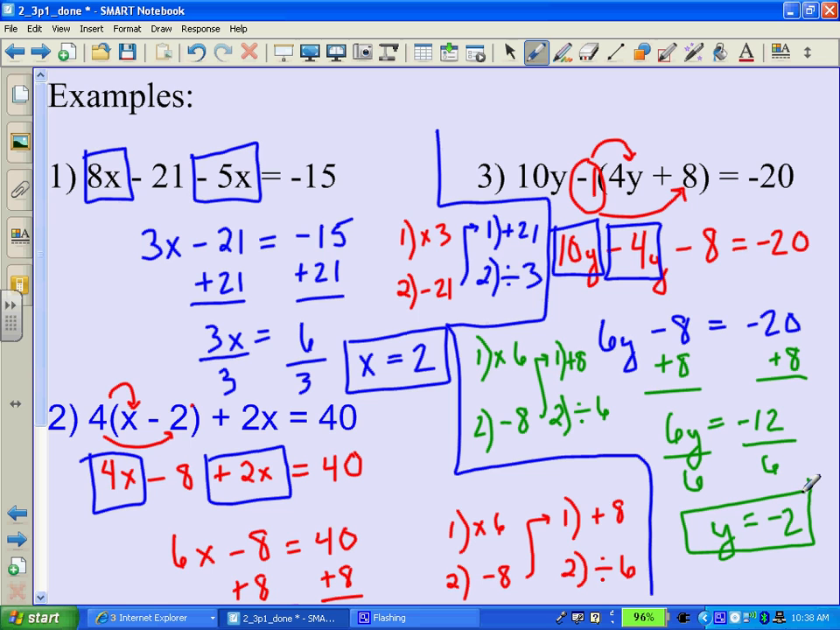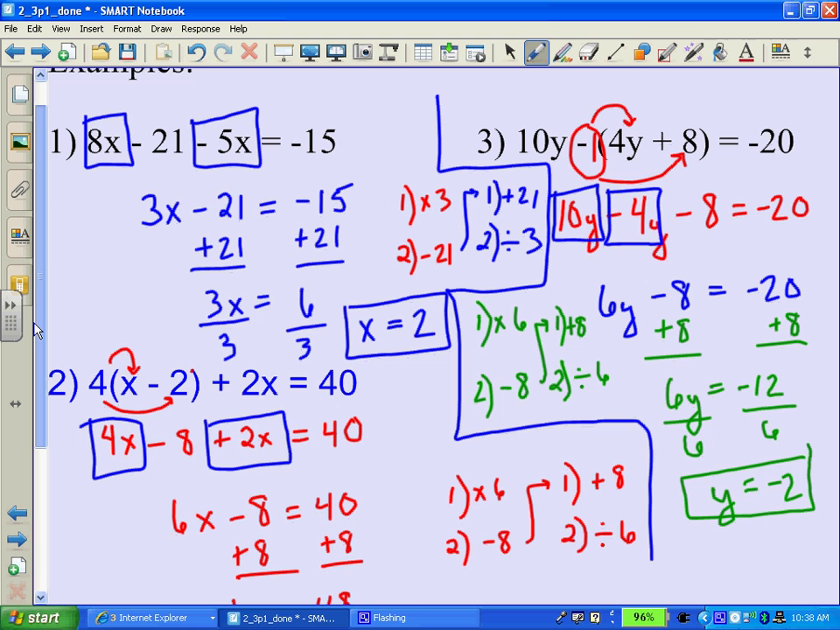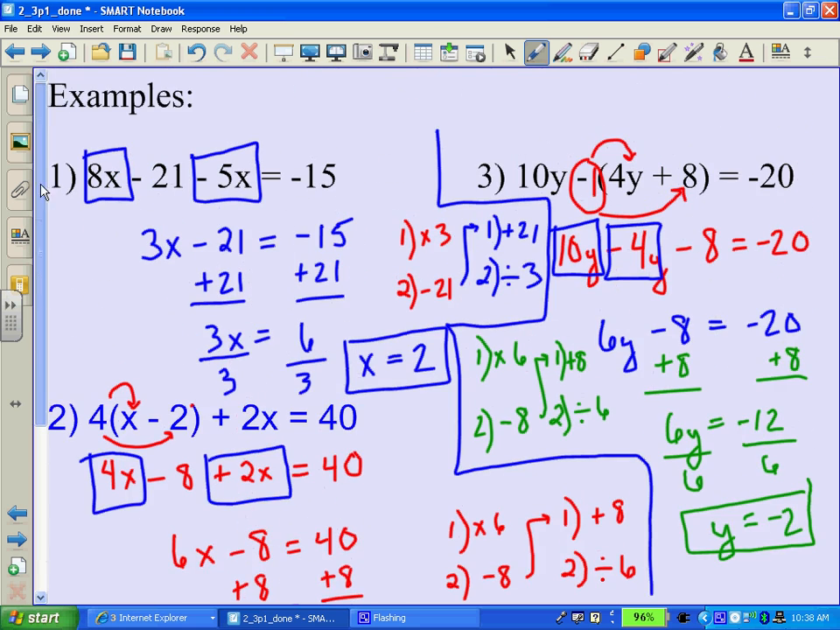Okay, so that's how we simplify before we solve. So remember, distribute, combine like terms, then solve. As you can see, there's a lot of work to be shown on these particular types of problems, and I expect to see this on your homework, on your Friday quizzes, and on your tests.